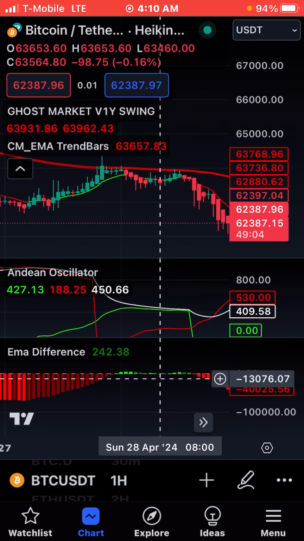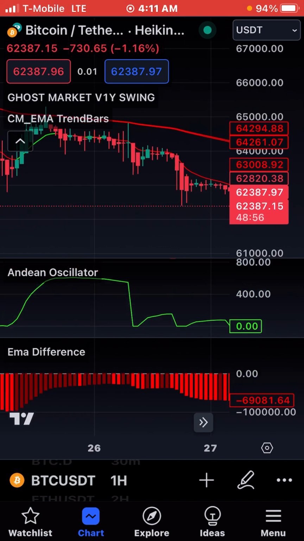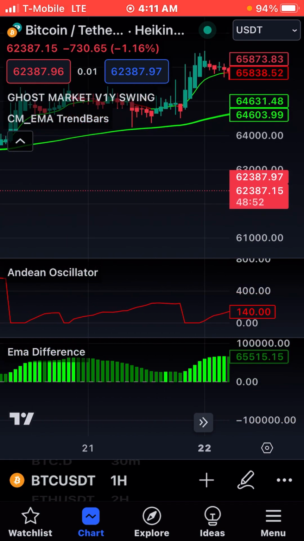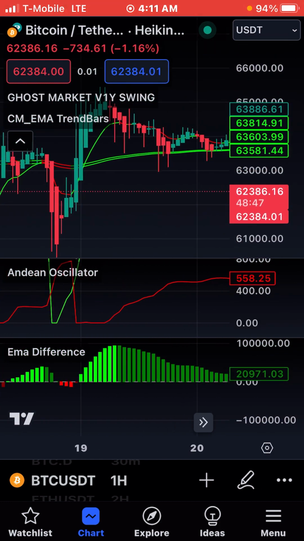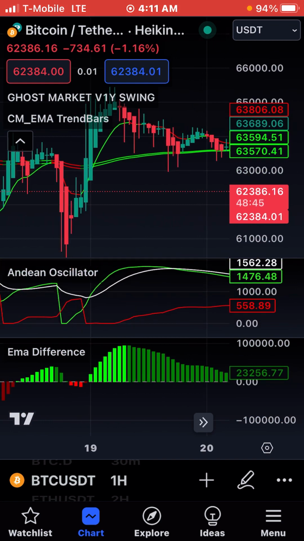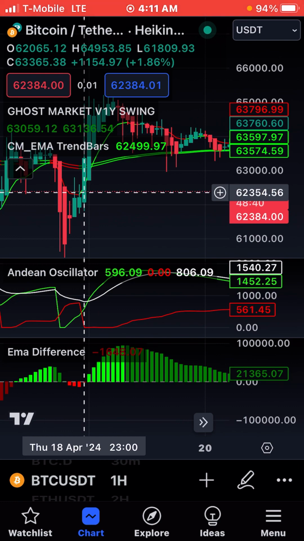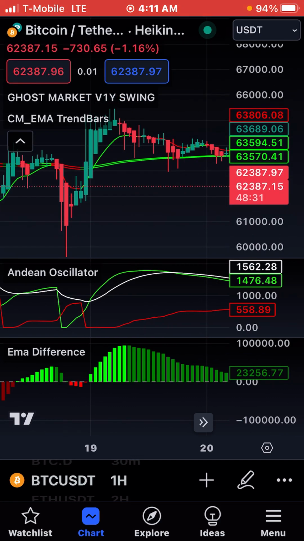You can see that the momentum of going up is very weak. So what you want to look for is, and we'll go back, we'll look at a couple moments. The first thing you want to look for is for the 990-95 to cross. The next thing is to see if it's crossing with the ADN oscillator. And the next thing is if it's changing on the EMA difference. So you want to make sure all three of those things are being checked off.